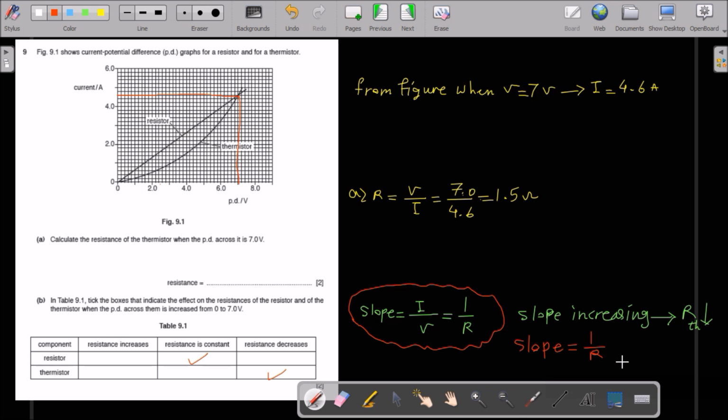That's why R of the thermistor is decreasing. So you can choose: for the resistor, resistance is constant, and for the thermistor, resistance decreases. So tick these two rectangles or boxes.